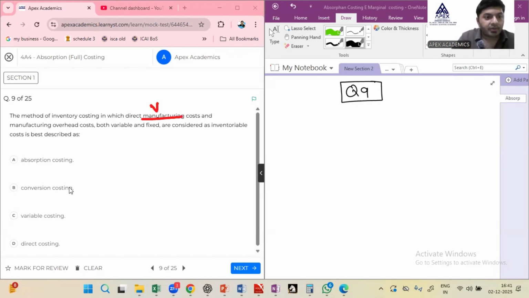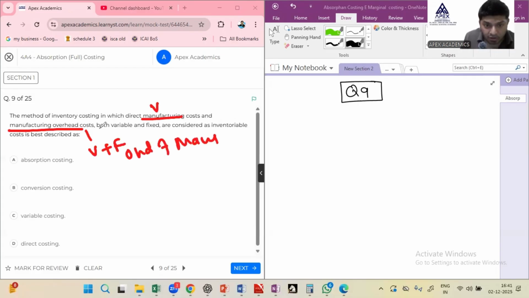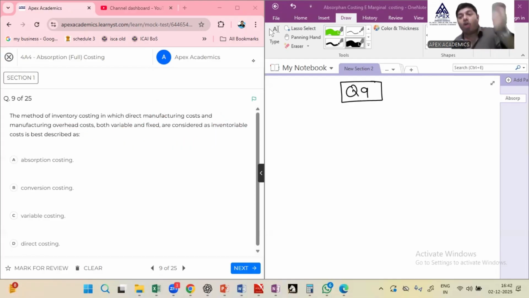And what is the meaning of manufacturing overhead cost? Manufacturing overhead cost generally refers to both the variable as well as the fixed overhead of manufacturing. Both variable and fixed are considered as inventoriable. What is the meaning of inventoriable? Inventoriable means which of these will form a part of the cost of the closing stock of finished goods.